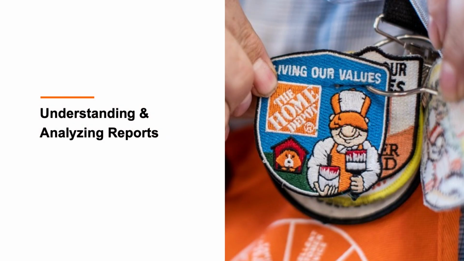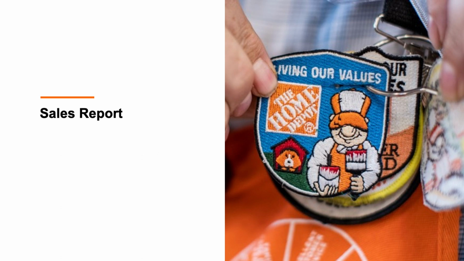In our reporting overview video, we covered how to configure and run or schedule recurring reports, including our four main preset reports. Now let's take a look at those preset reports and discuss how to interpret the results to take action and optimize your campaign. First, let's review the sales report.